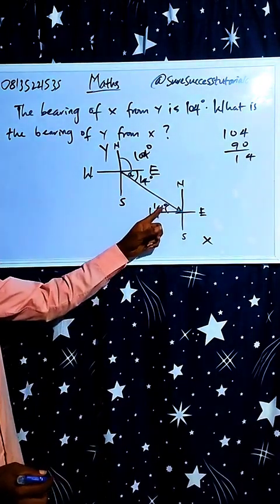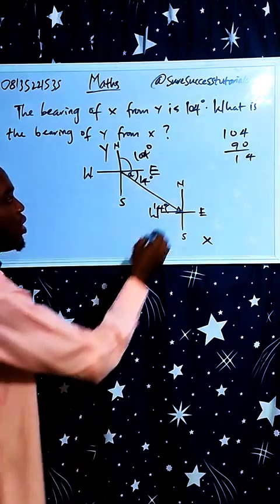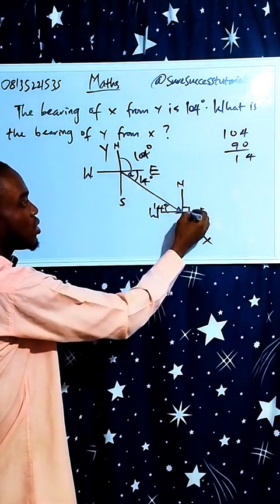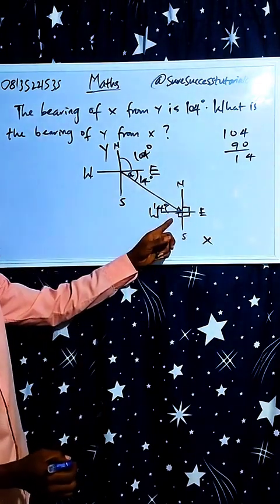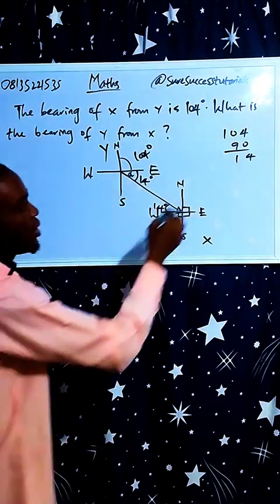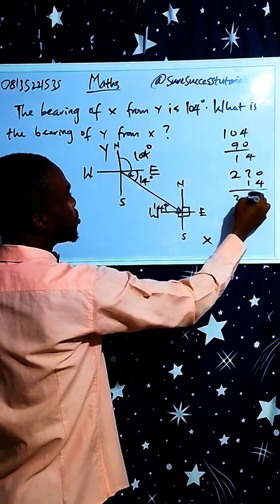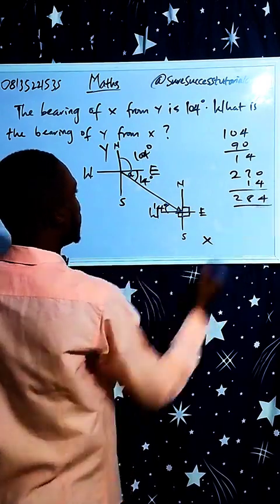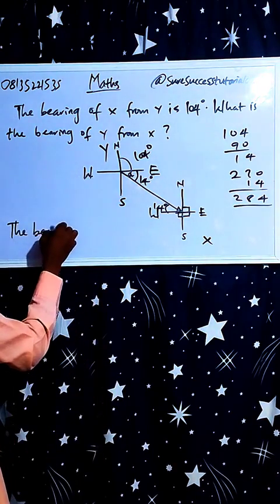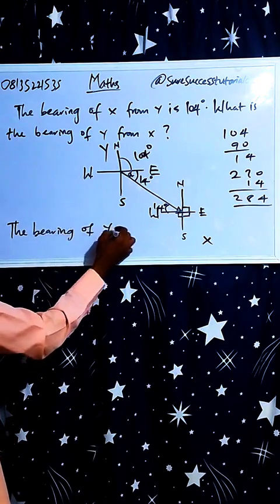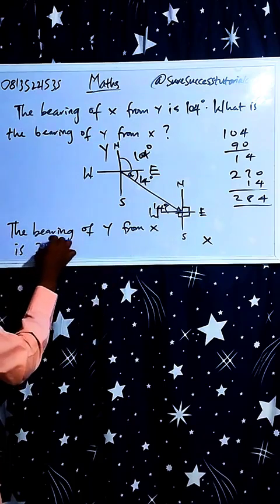So if there's 14 degrees, what will now be the bearing of y from x? All we have to do is sum up the angles here. I told you here's 90, 180, 270. So 270 plus 14 gave me 284. So the bearing of y from x is 284.